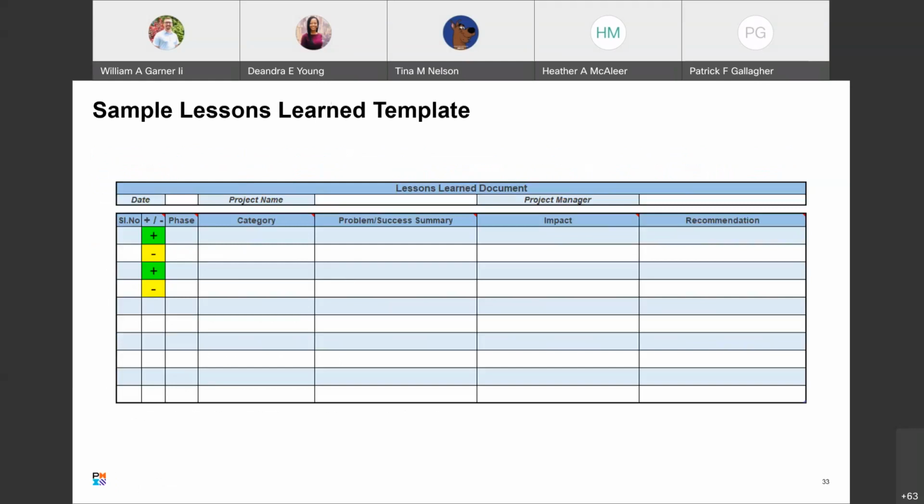So here's an example of a lessons learned template. Where did I get this? Well, I got it from PMI. I went to projectmanagement.com, and you can find templates. I just wanted to find something.